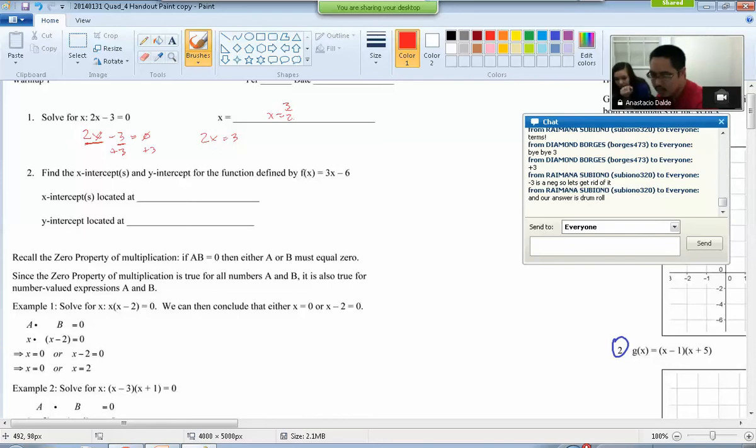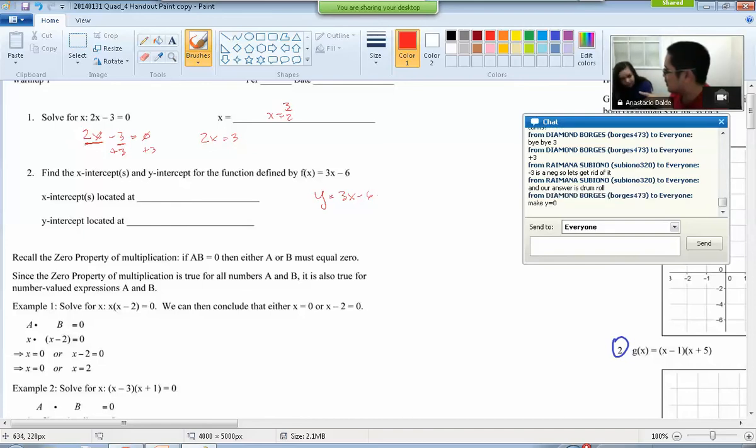All right. Let's try another one. y equals 3x minus 6. How would I find the x-intercept? Do you guys understand how to do that? How do you find the x-intercept? All right, fine. You need a graph. Let's do it. Here's a graph. Okay. And this is a y equals mx plus b kind of deal.